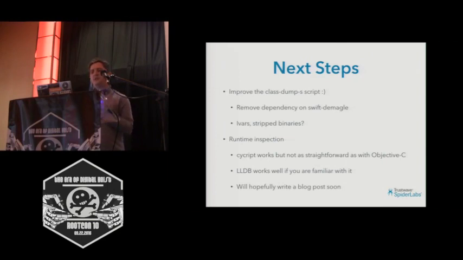Runtime inspection: Cycript works, but it's not as straightforward as with Objective-C. LLDB works, so it's much better, and they've just updated some of the LLDB stuff. So if you're doing black box pen testing on iOS, you can extract the debugserver binary or utility from the SDK, copy it over, and then you can debug third-party apps using LLDB. It works really well, and there's really good support for Swift in there. So that's probably the way that I would go. And I'll probably write a blog post on that soon if I ever get the chance.